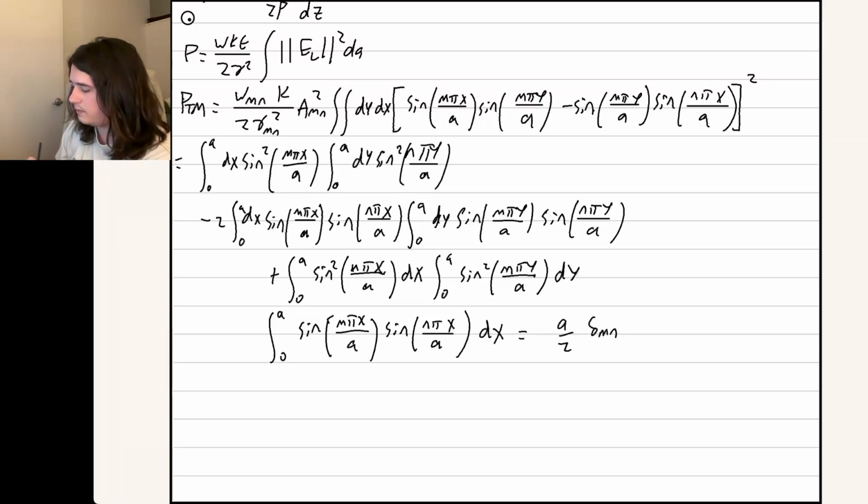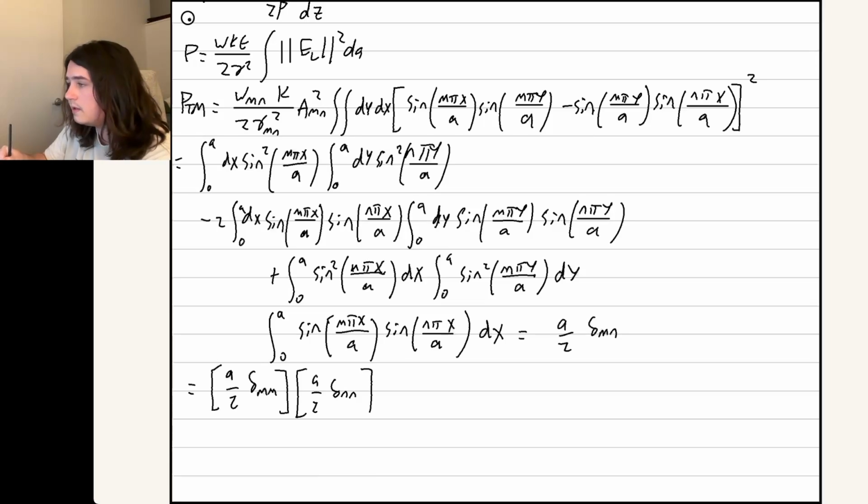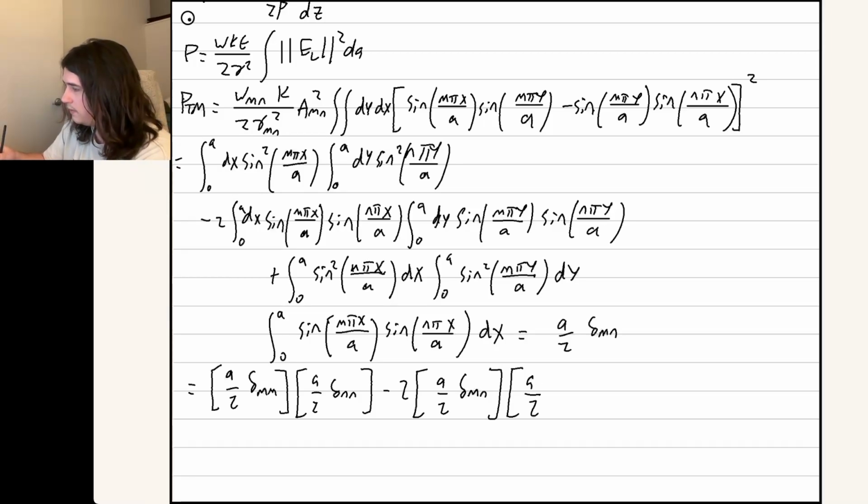So looking at that, that means that for our integral we have a over 2 delta mm, and then also a over 2 delta nn, and then the cross terms are going to be a over 2 delta mn, and then a over 2 delta mn, and then plus a over 2 delta nn, and then a over 2 delta mm for all of those.